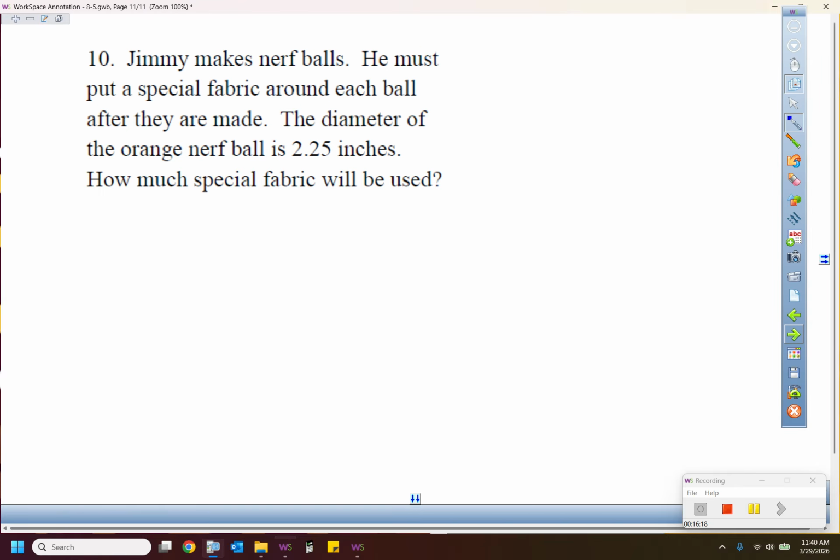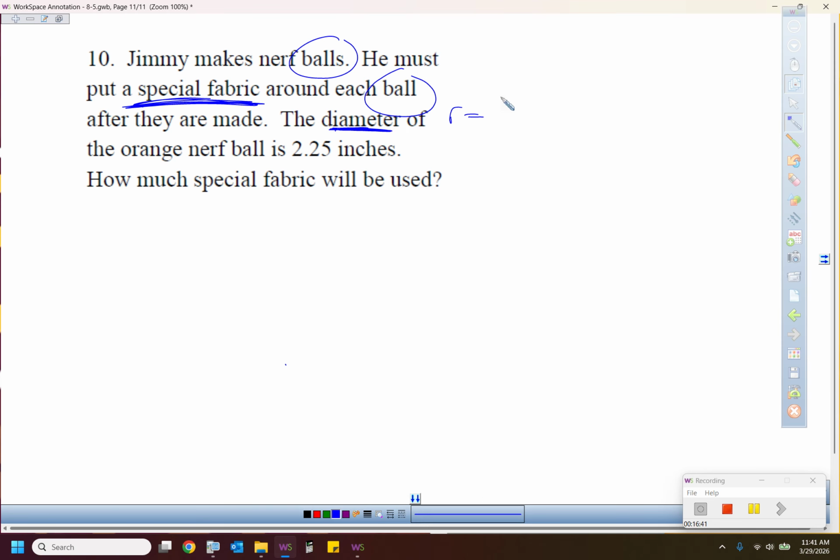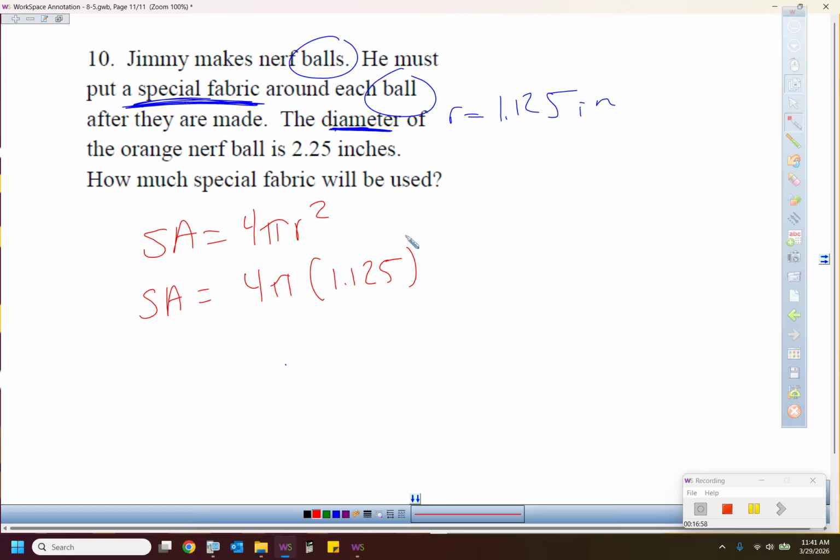Then the last one is about a Nerf ball. He's got to put a special fabric around the ball. So the ball will be a sphere. The fabric that you're going to put around it will be the surface area. They say the diameter, we need the radius, so I got to take that 2.25 and divide it by 2, and I got 1.125 for a radius. It's in inches. How much special fabric will we need? So that will be the surface area being 4 pi r squared.